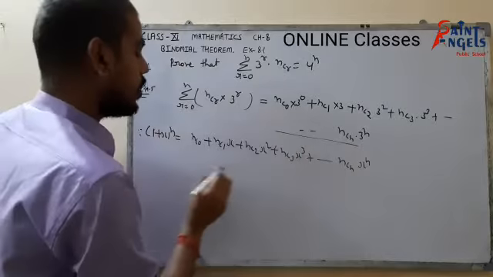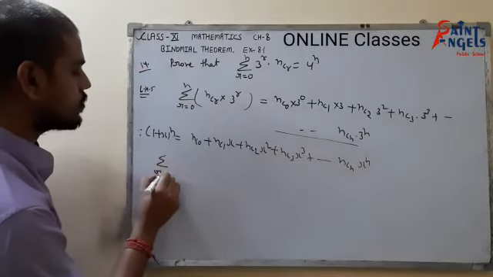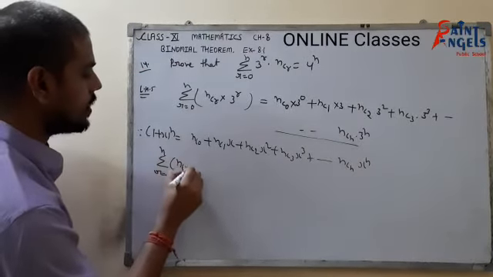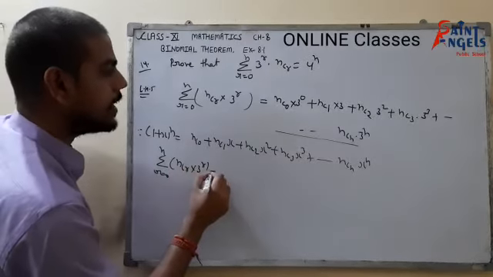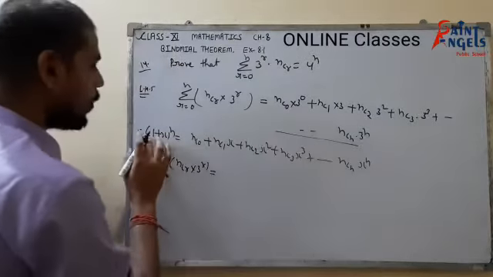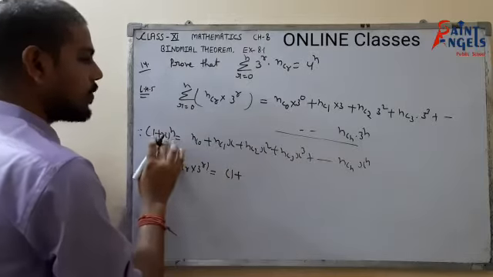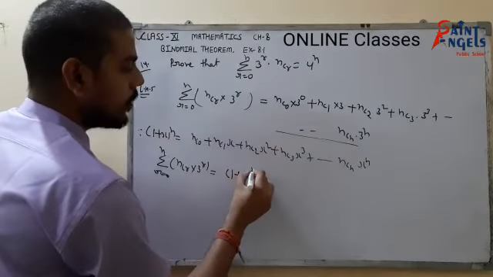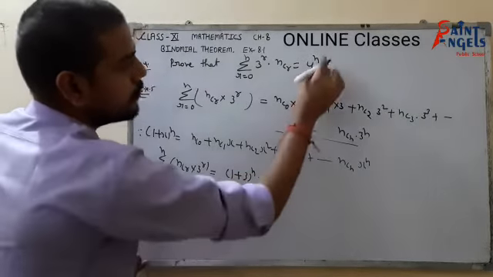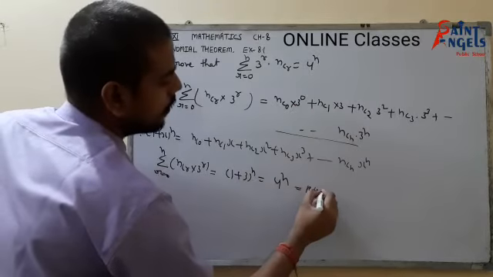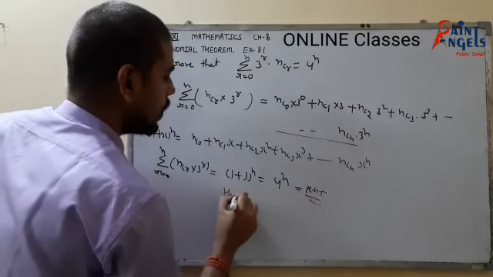So this is the formula. Hence summation r equals 0 to n nCr into 3 to the power r is equal to what? This is the formula of 1 plus x to the power n, and at the place of x we have 3. So 1 plus 3 to the power n. It means what? 4 to the power n, which is equal to our RHS. Okay? Hence proved. I hope it's clear.